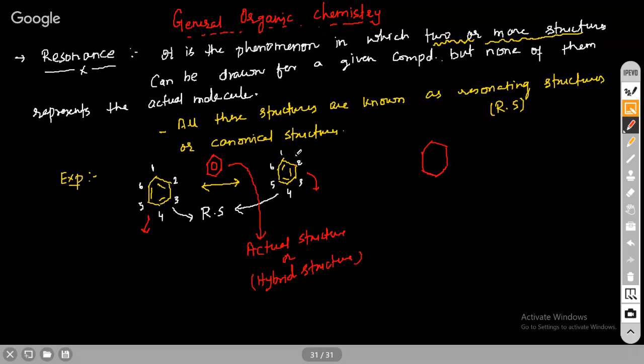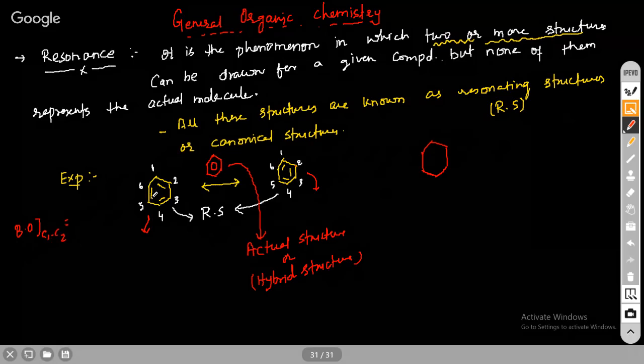So if I ask you what is the bond order of C1 and C2 carbon in the benzene molecule? From this structure, it will be 2. From this structure, it should be 1. But since the actual benzene molecule is this, we cannot give this answer, because these are not the real structures. The real structure is this, and this actual molecule you have to consider for the answer.